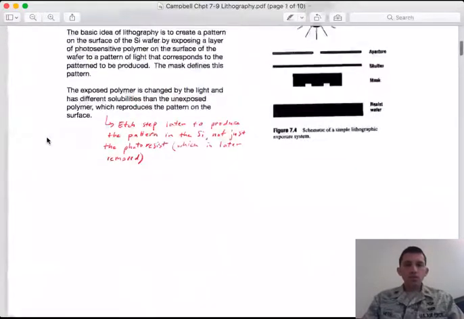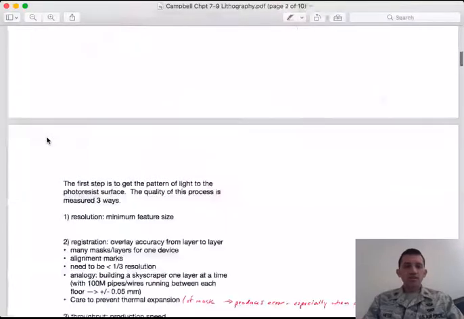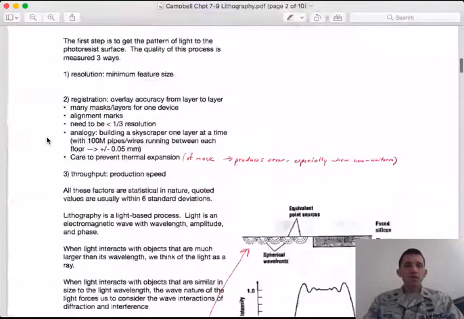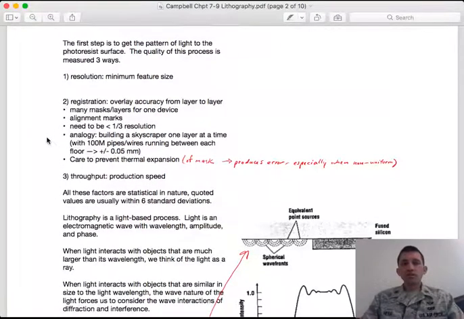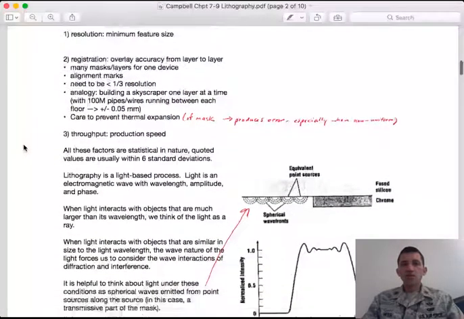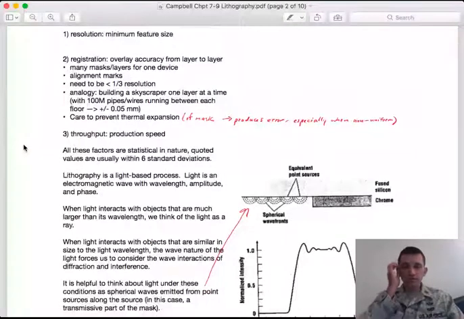And so this basic process has a couple of steps, right? The first step is to get the light from the source to the surface. And you can measure the quality of this process 3 ways. The first is resolution, right? This would be how small of a feature size can you reproduce on the surface, right?